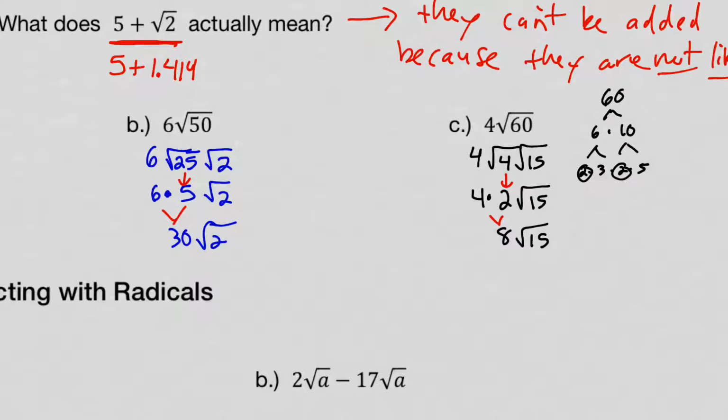Okay. Now, of course, the other way is to look for perfect squares. So divide by perfect squares. So you can divide by 4, 9, 16, etc. And if you would have divided by 4, you would have gotten the answer pretty quickly. Okay, 60 divided by 4 would have been 15.